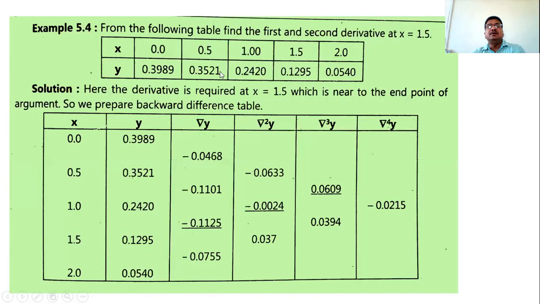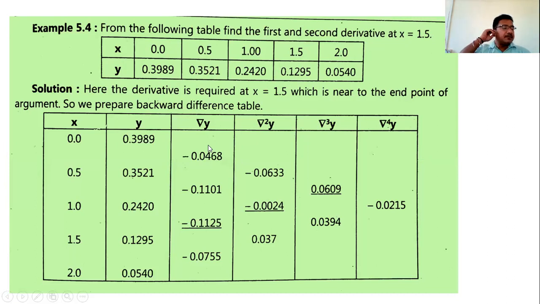And the last problem of this lecture is: the value is given in the table at the end of the table, but it is not the last value of x. It is the second last value of x. And if the value of x is given in the table but it is not the first value of x, then also we have to find the first order and second order derivative.